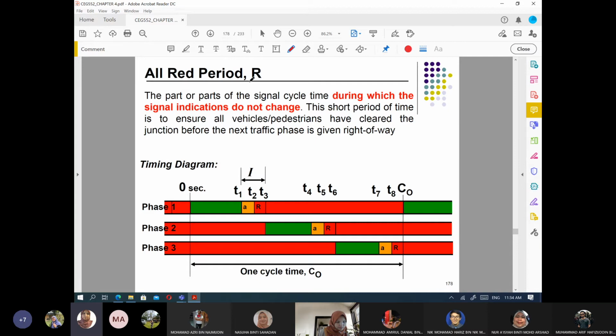Okay, all red period. This is the one, all red period. Nanti you akan kira I. This is I. I is equals to A plus R. A is amber, R is all red time. See? A and amber, A and all red.